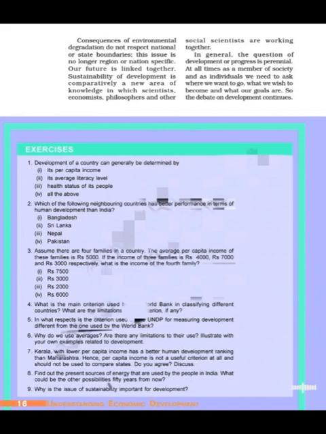The question of development or progress is perennial, meaning it is ever flowing. So at all times, as a member of society and as an individual, we need to ask where we want to go and what our goals are. So the debate on development continues.